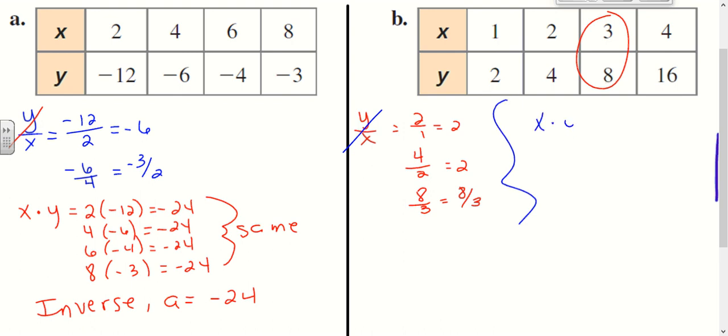X times y. So we have 1 times 2, which is 2. We have 2 times 4, which is 8. That messes it up there. It is not direct either, which means this is a neither. Okay?